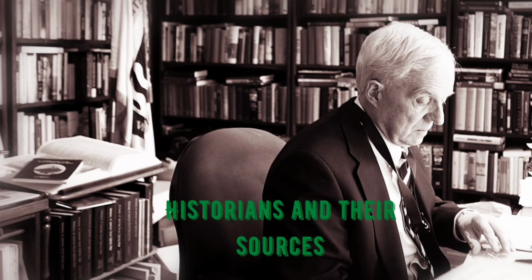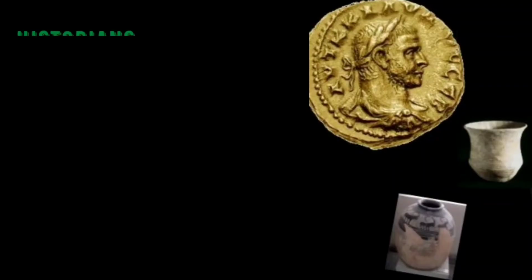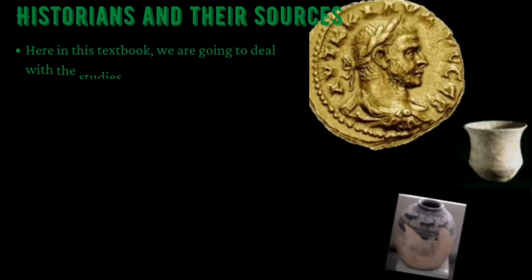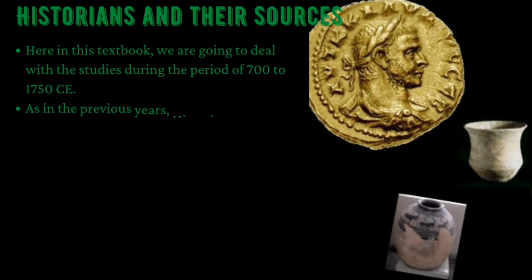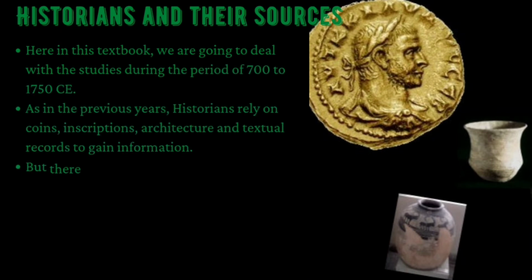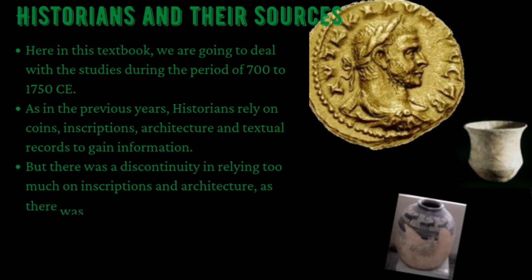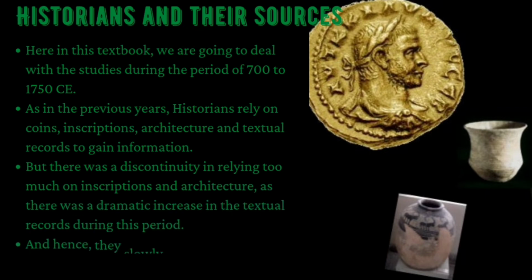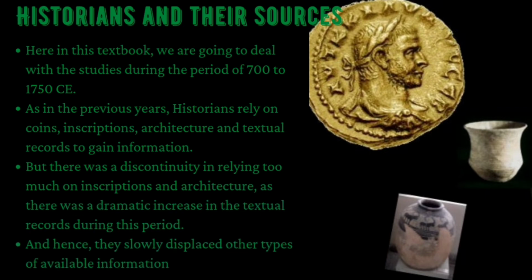Historians and their sources. Here in this textbook, we are going to deal with the studies during the period of 700 to 1750 CE. As in the previous years, historians rely on coins, inscriptions, architecture and textual records to gain information. But there was a discontinuity in relying too much on inscriptions and architecture, as there was a dramatic increase in the textual records during this period, and hence they slowly displaced other types of available information.